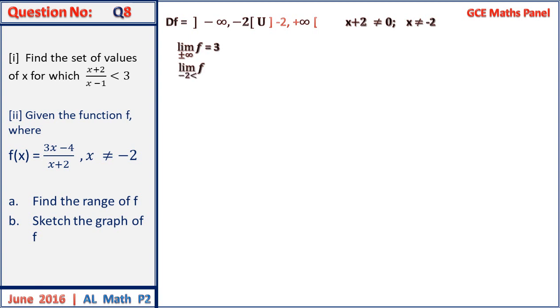The limit as x tends to negative 2 from below is positive infinity, and as x tends to negative 2 from above is negative infinity. This therefore tells us that the line x equals -2 is an asymptotic line, and in this case a vertical asymptote. You can see this from the domain of definition. Minus 2 is excluded from below and from above.